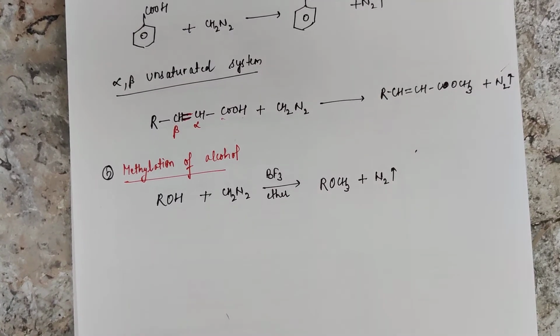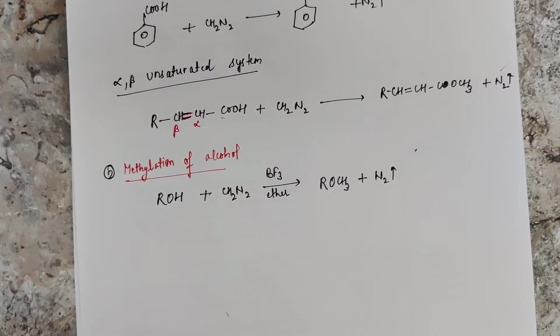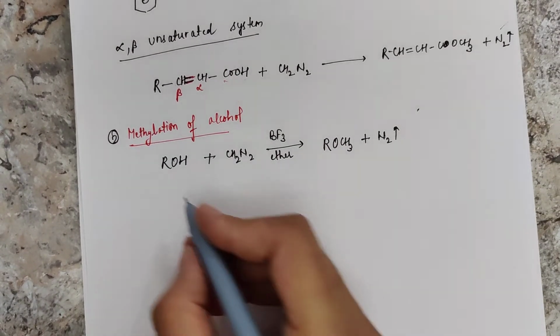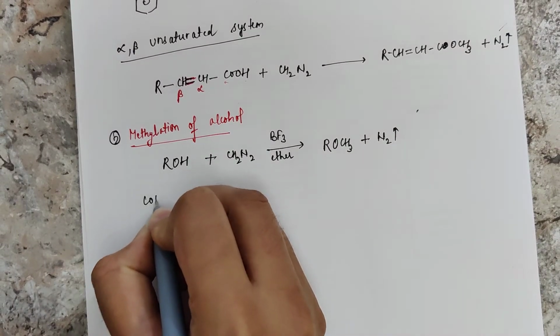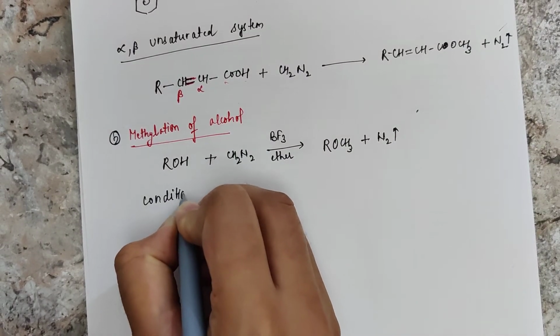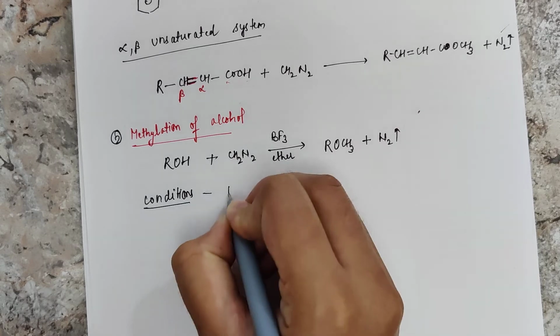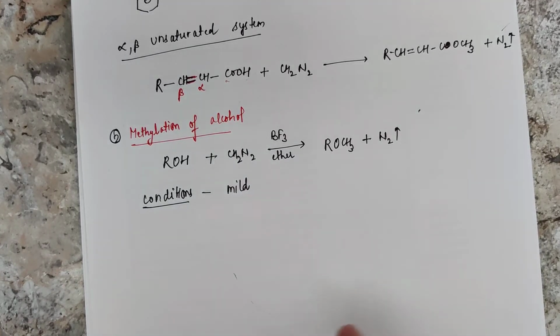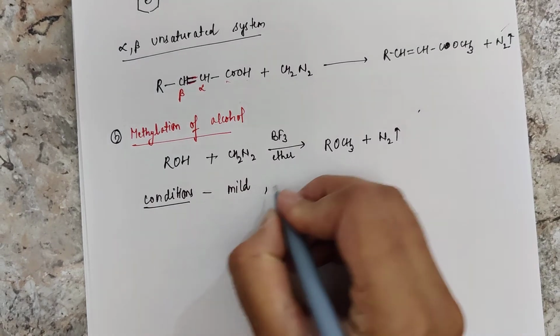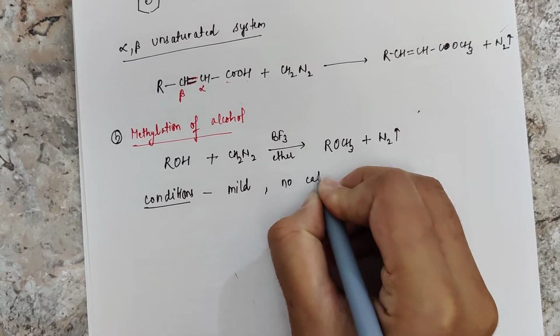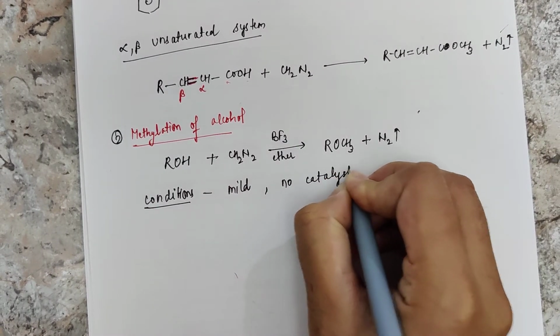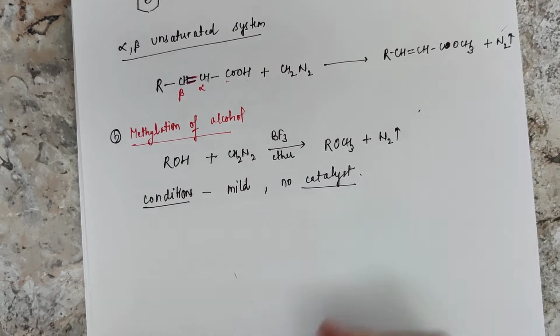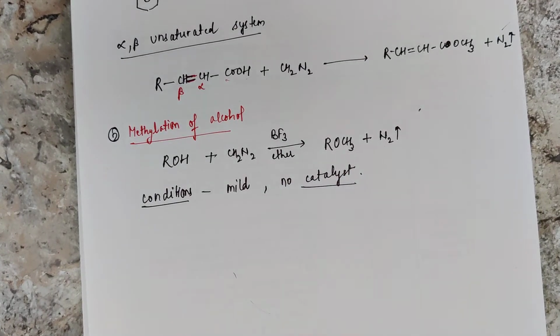The best part about these two reactions of methylation is the conditions required are very mild. Mild conditions पे ही हो जाता है. You do not have to provide any heat. You do not have to provide any catalyst. You simply add your reactants and you will get the product.